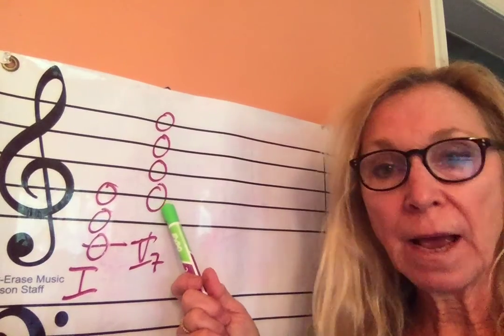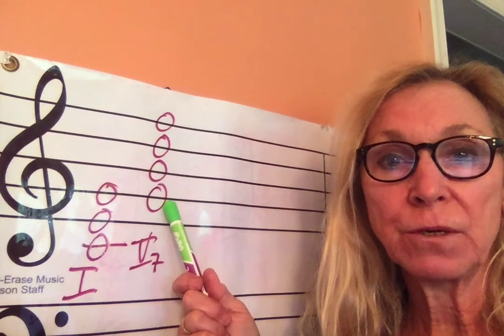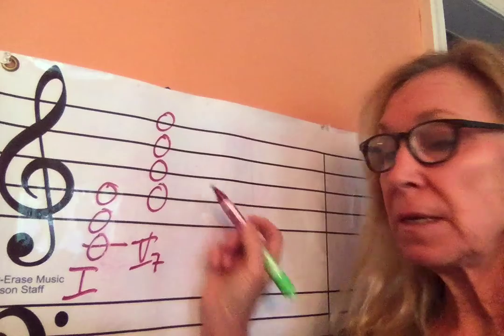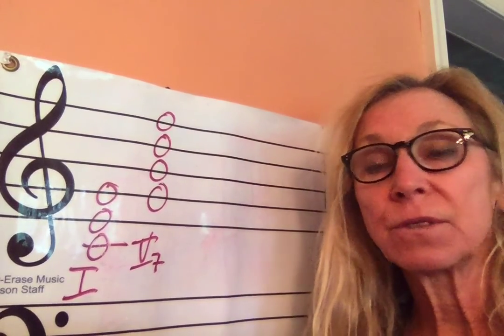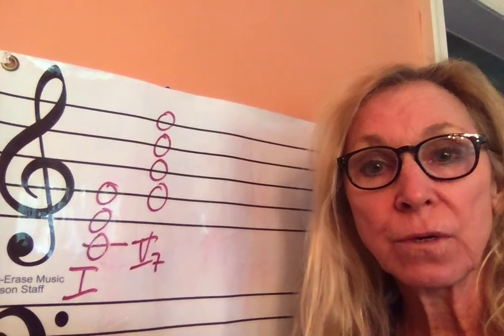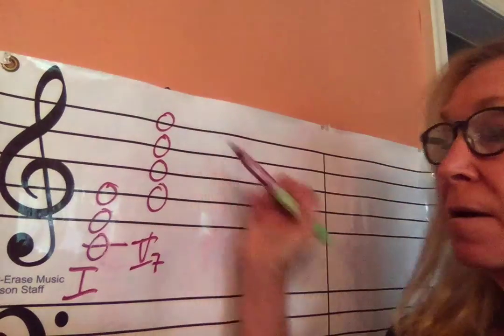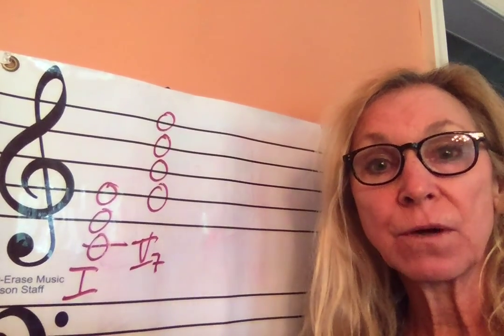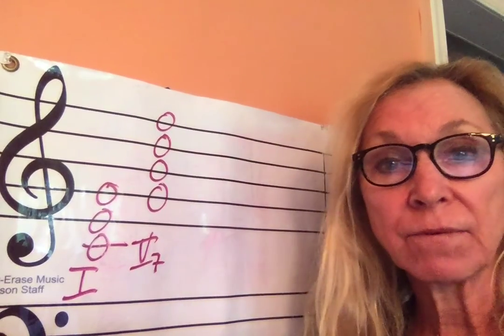Well, we know we have to have the G because the G tells us which triad, which chord we're going to be using. We know we have to have this middle note, the B in this situation, because the B tells us the quality of this chord. Is it going to be a major chord or is it going to be a minor chord? And then the F at the top tells us that we have added the 7th. So we know we need that 7th because that tells us that it is a 7th chord.